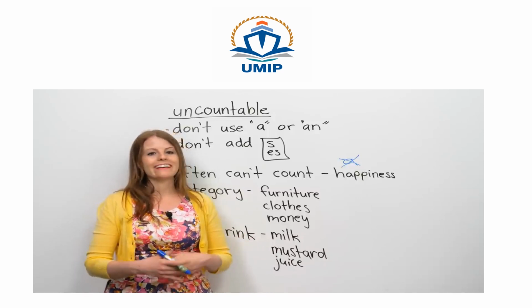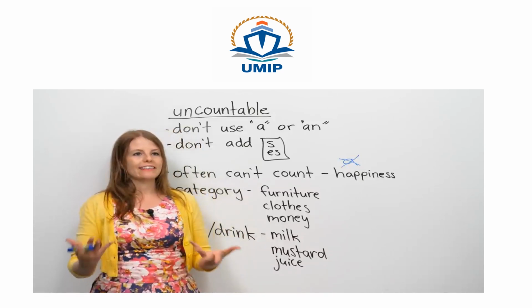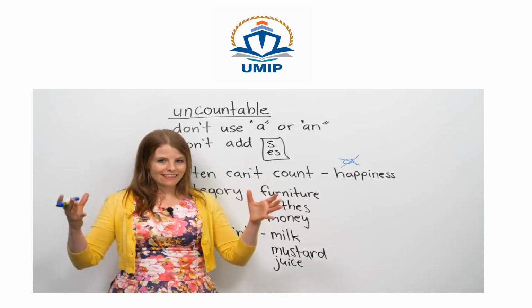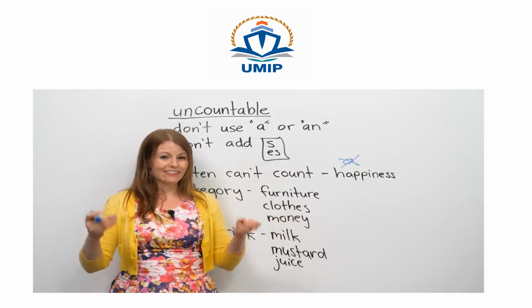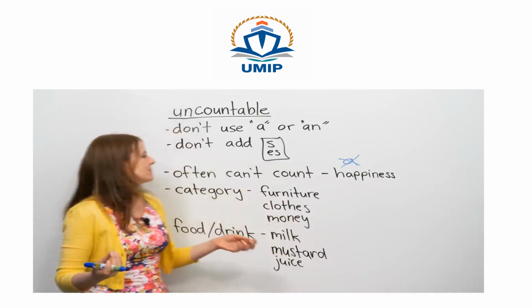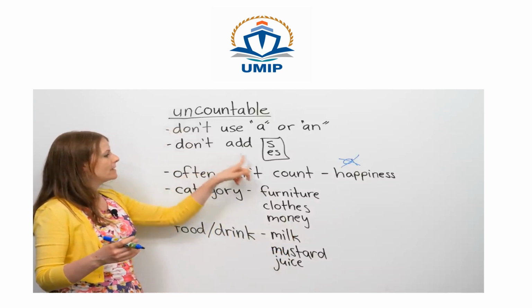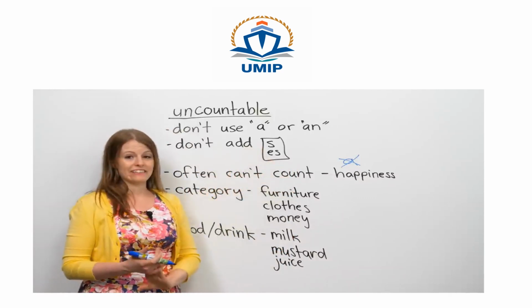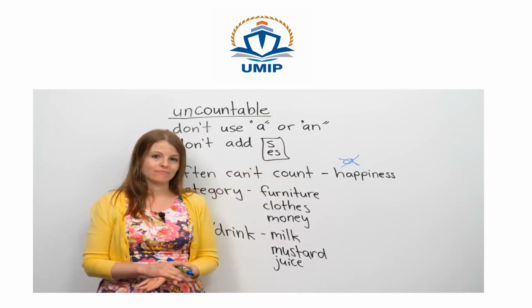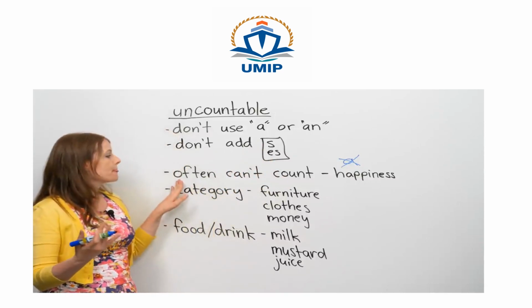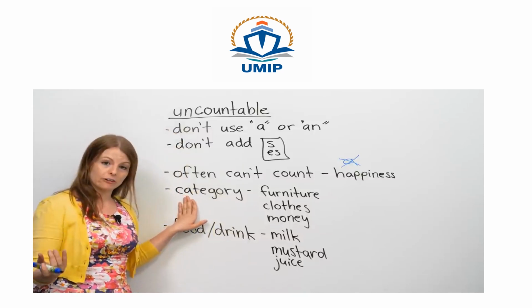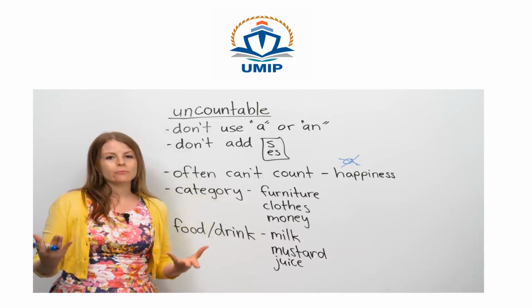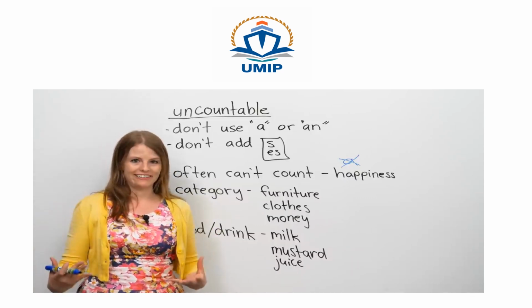It's the same with words like sadness or stress. These are things that are abstract, and they're things you can't really count. So because of that, we do not add s or es to uncountable words. Another thing you'll find with uncountable words, and this is where it kind of gets a bit tricky, is a lot of uncountable nouns are actually categories.